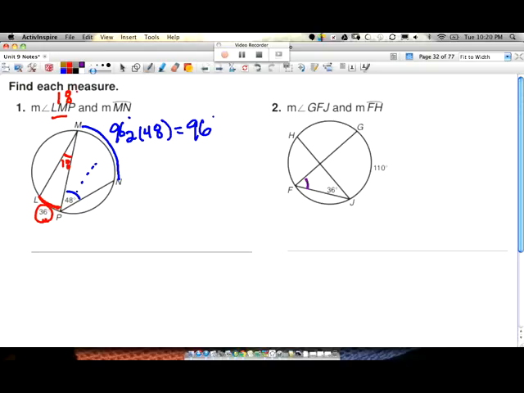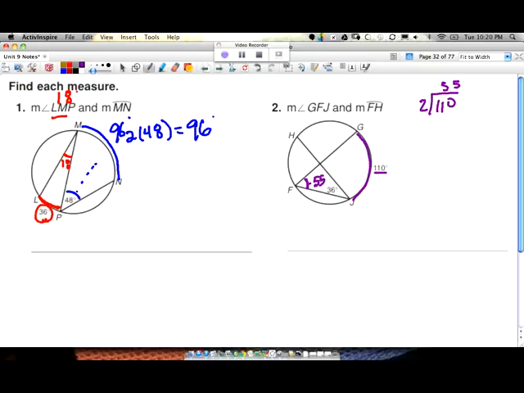GFJ. So GFJ is this angle, which corresponds to this arc. And if the arc is 110, then the angle is going to be half that. So 110 divided by 2 is going to be 55. So that's 55 for that angle.